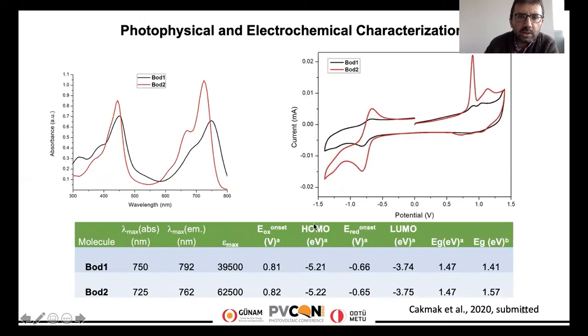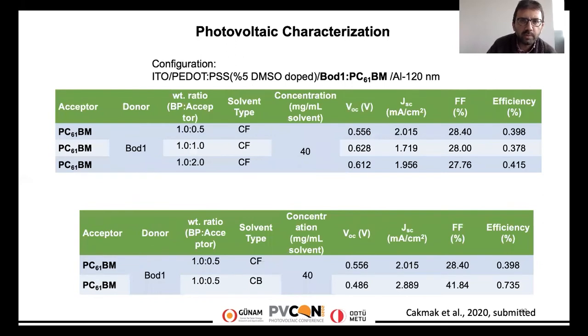And what we get are the photophysical and electrochemical properties. You see the absorption spectrum of the two compounds. They are quite similar, but the absorption of the BOD2 compound is a bit blue shifted, and the BOD1 is a bit red shifted, where the absorbance is around 750 nanometers. And here are the cyclic voltammetry results, where the LUMO value is important in these organic solar cells, and we get around minus 3.74 electronvolts in both, where there's an electron injection from the LUMO of this chromophore to the fullerene acceptor.